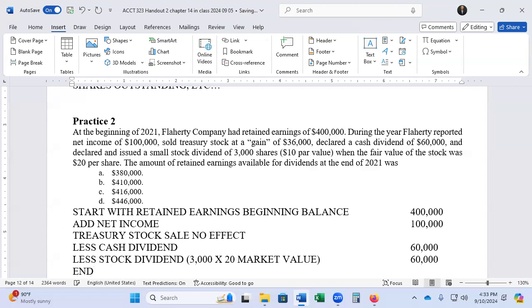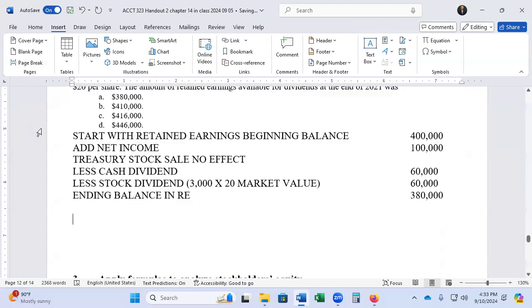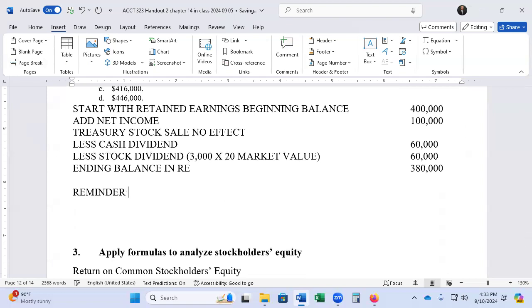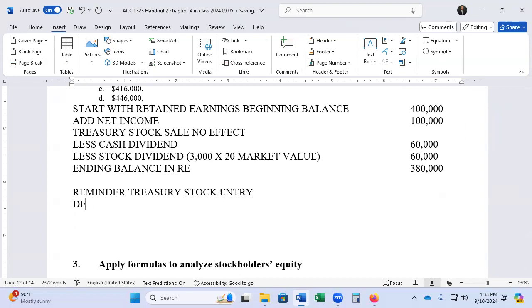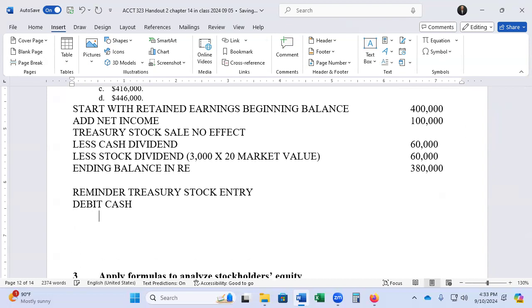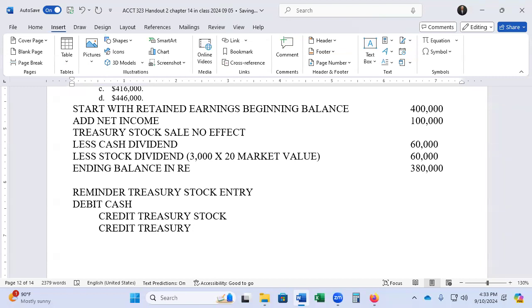And so the ending balance in retained earnings is 380,000, if my maths don't lie to me. And then just a reminder, it wasn't requested, but you know how I love entries, so the entry for the treasury stock sale would go debit cash, credit treasury stock, and then credit paid in capital treasury stock.